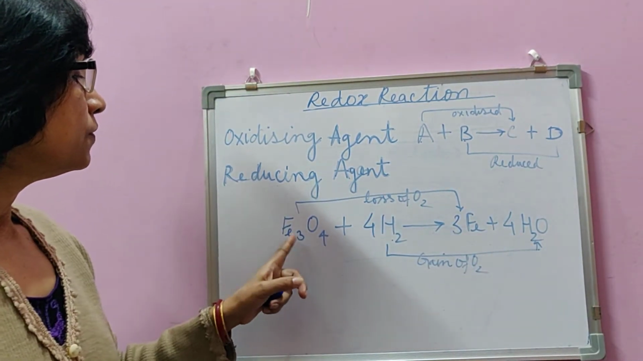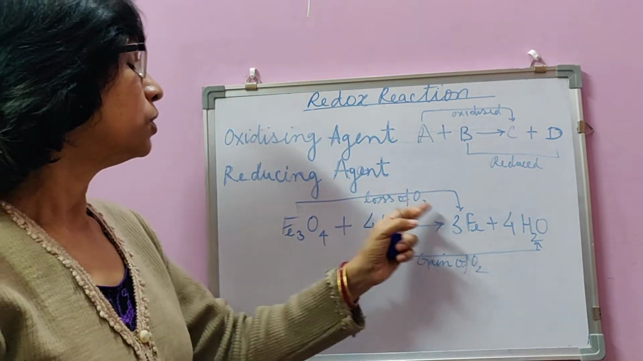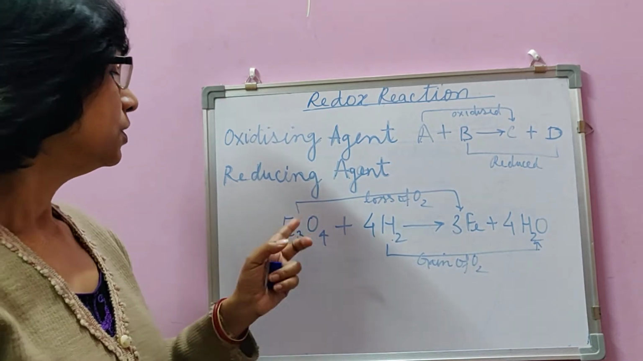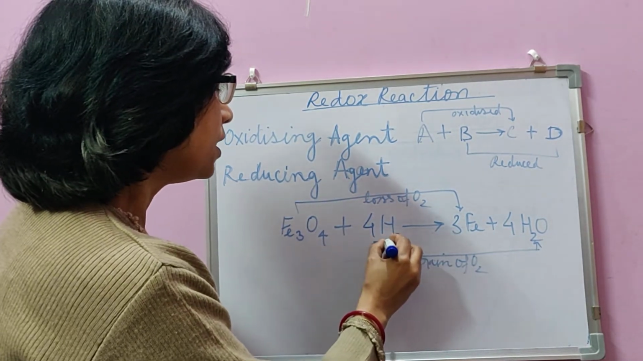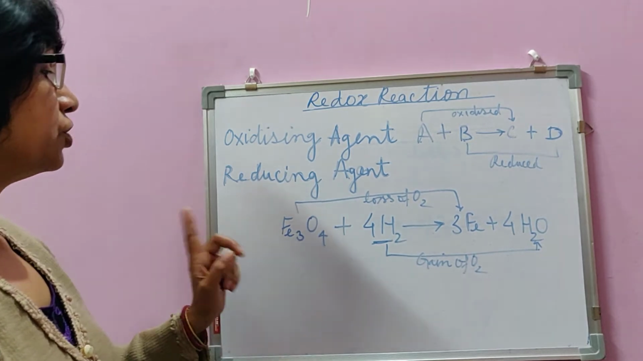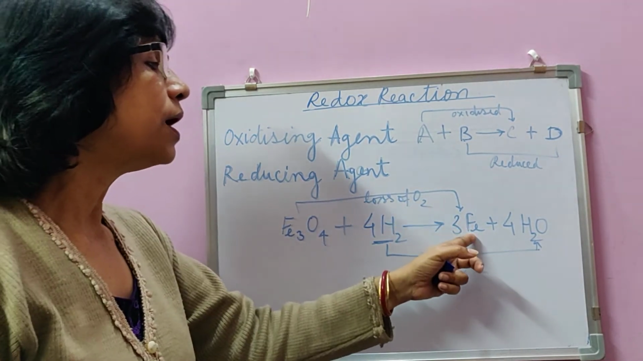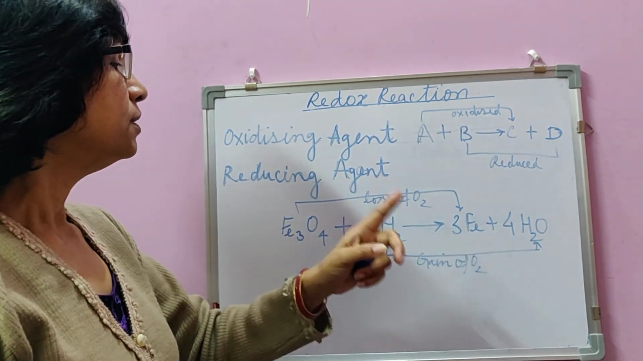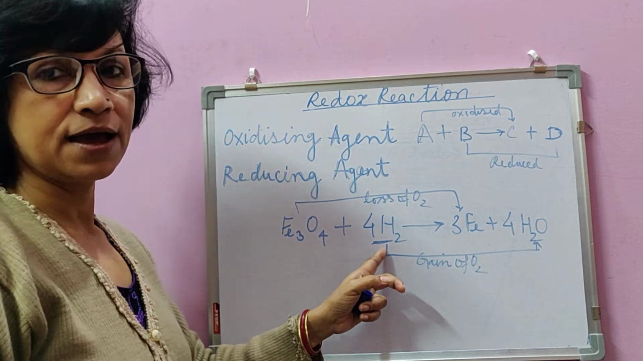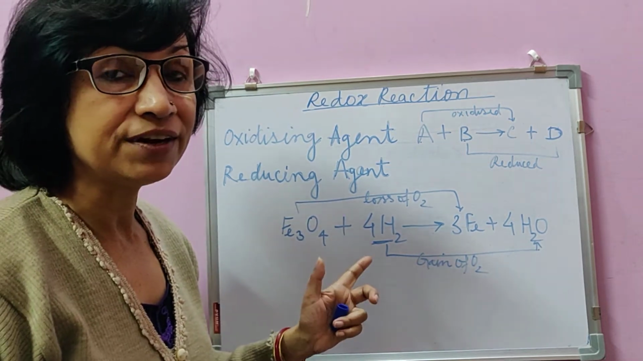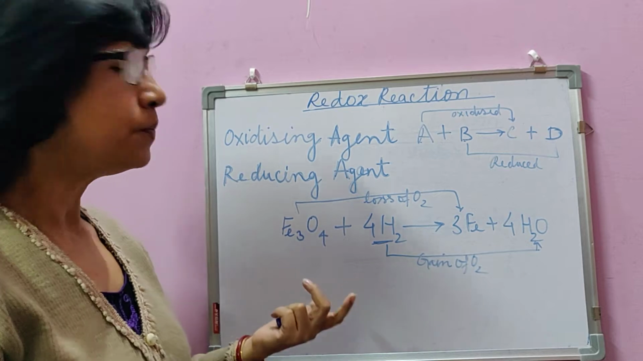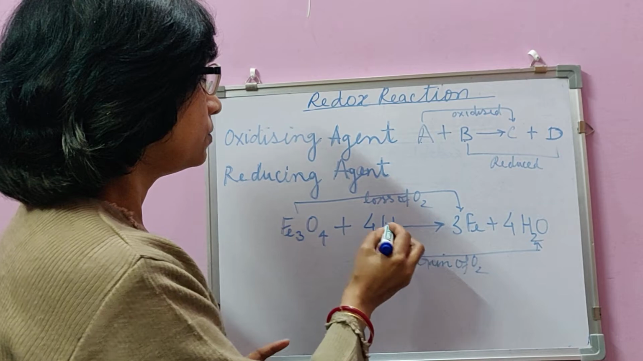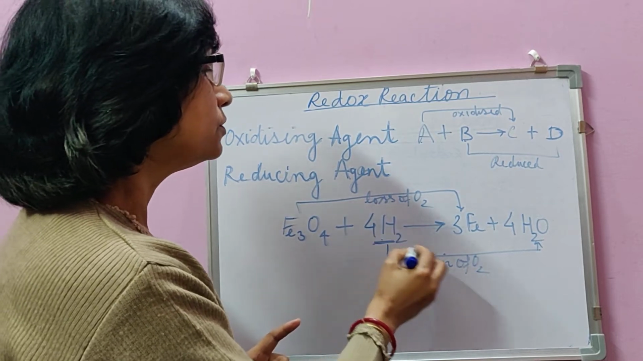But ferric oxide would not have lost oxygen if there was not hydrogen to take those oxygen atoms. So actually hydrogen here is helping in the reduction of ferric oxide to iron. It means ferric oxide is reduced to iron, so hydrogen is acting as reducing agent, meaning someone to help in reduction.